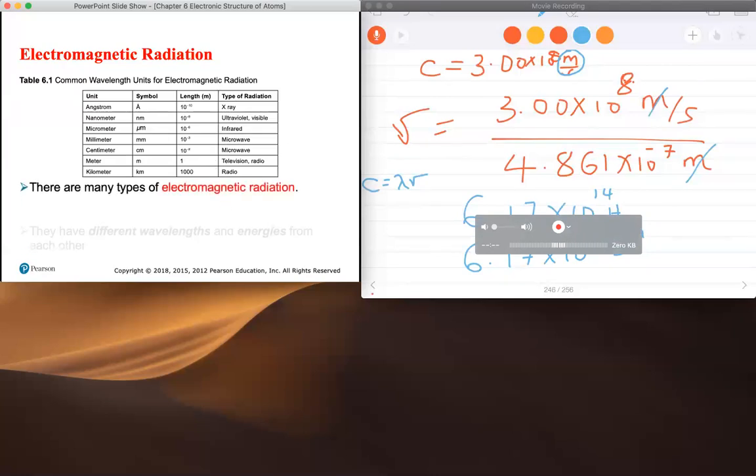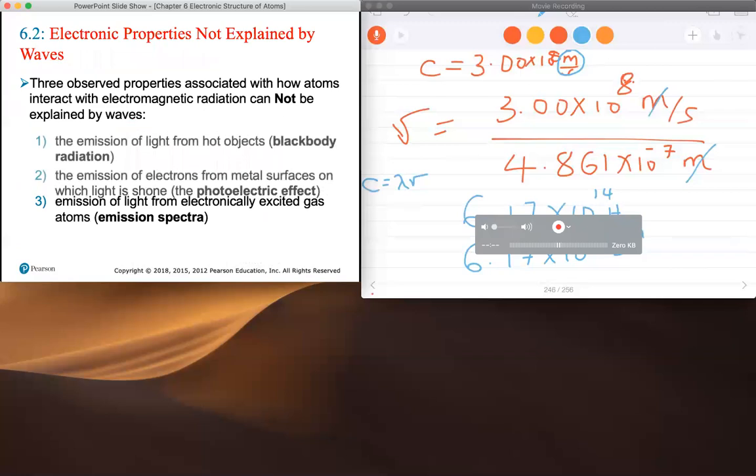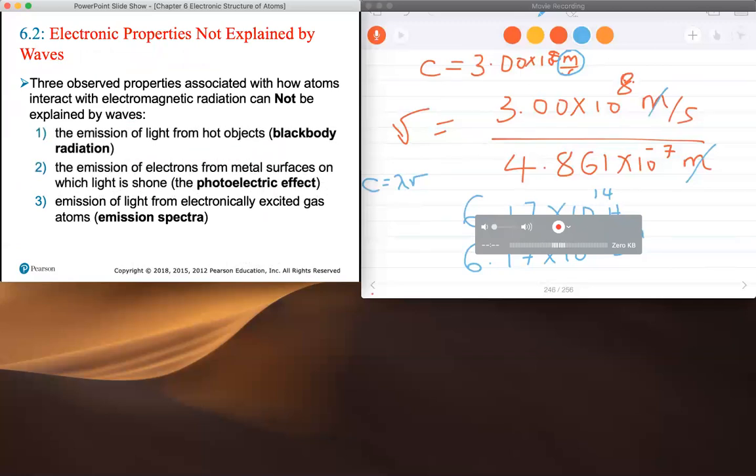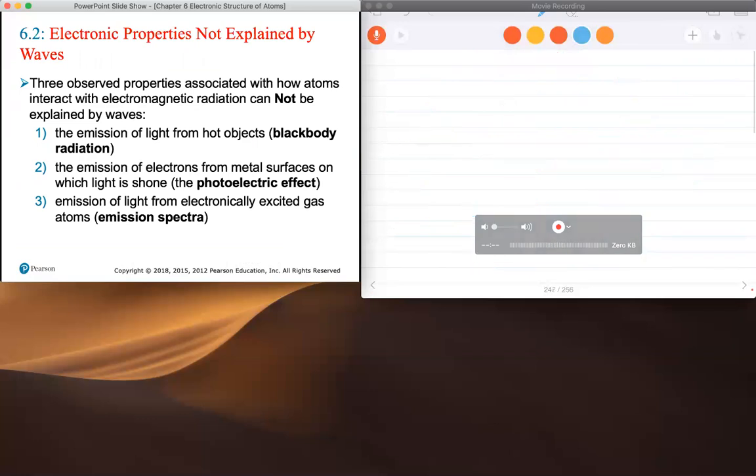Today I want to start off from section 6.2, which is electromagnetic properties, which deals with, so far we have looked at the properties of light, all right? But it does not explain the electronic properties of atoms. The property of light, which behaves as a wave, does not explain the electronic properties. There were some observations early scientists had noticed, and these are blackbody radiation, the photoelectric effect, and emission spectra.